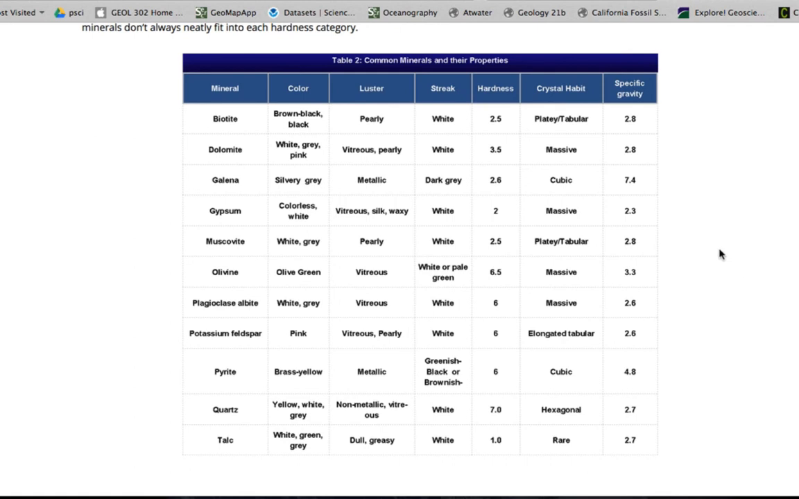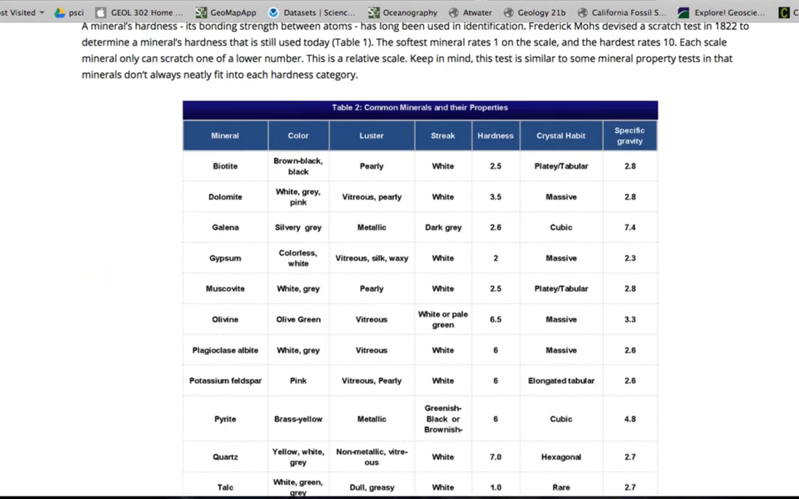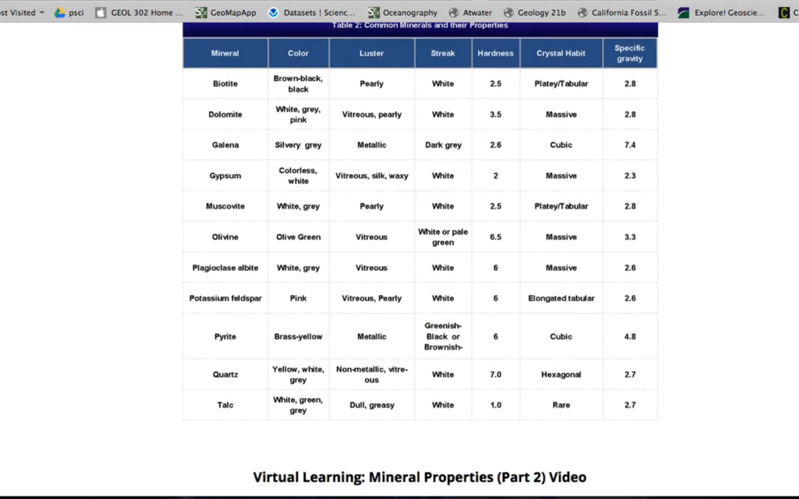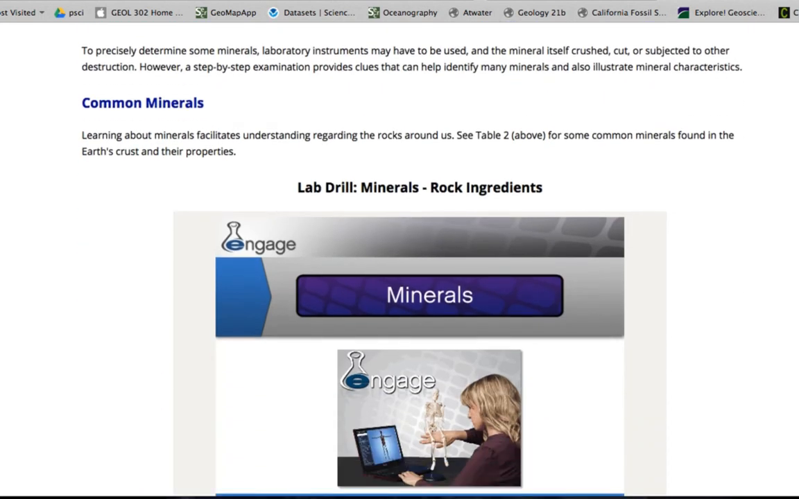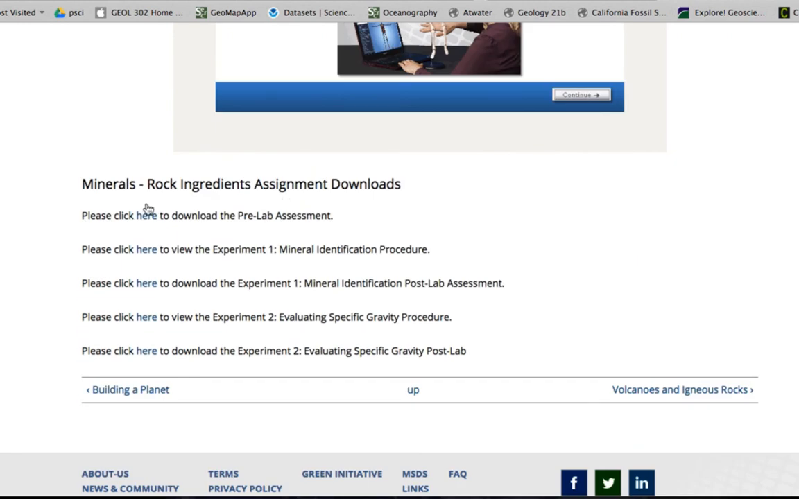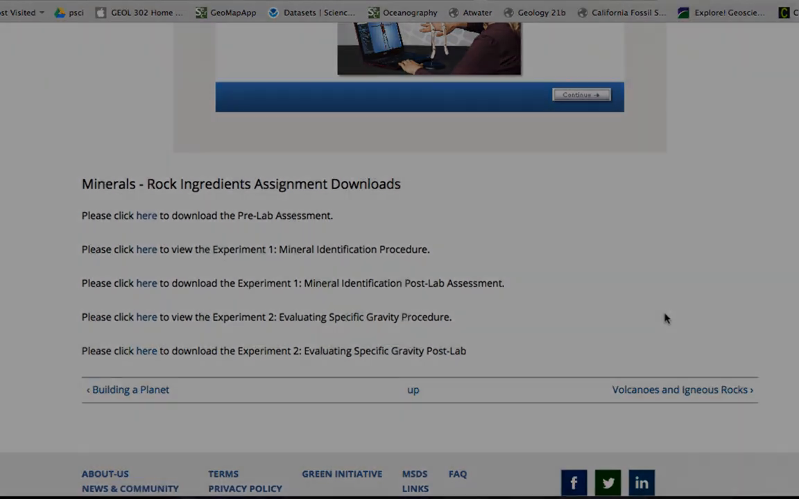So it's key to have these, because if you don't have these data tables, you're not going to be able to identify the minerals, right? So you need this material here. This is basically your guide of how to identify minerals right here for this particular lab. And then there's some more animations and videos. And then again at the bottom, here are the lab sheets, right? So there we go. And then there's igneous rocks and volcanoes for the following week. All right, well, let's stop here for now.